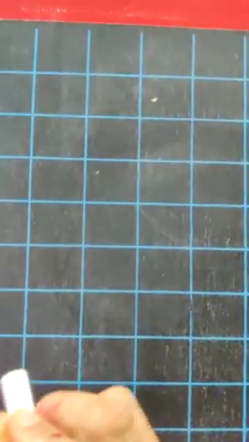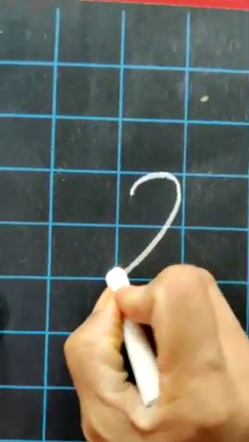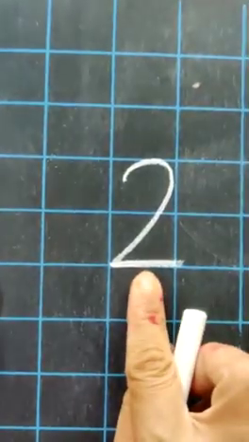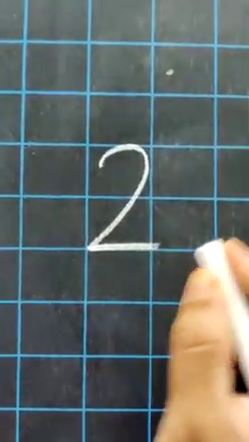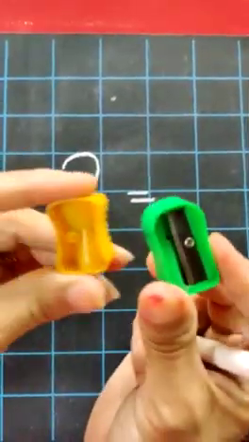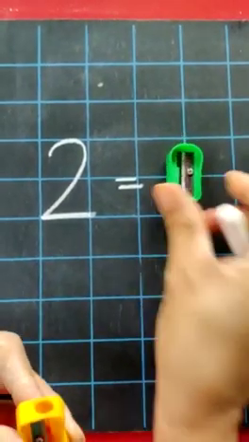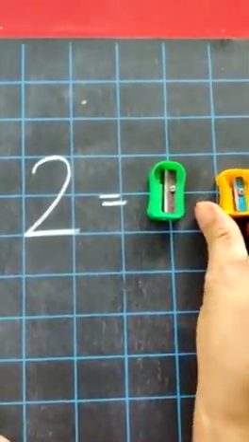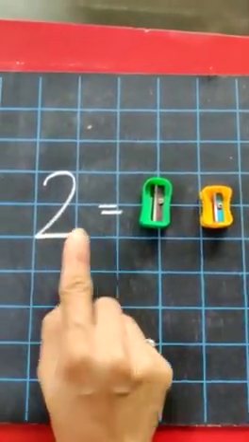Now let us write number 2, because what comes after 1? 2. So let us write 2, a curve and a sleeping line. Number 2, a curve and a sleeping line. So now what does teacher have 2 of over here? Wait. You see, I have 2 sharpeners. 1 and 2. Let us count them. 1, 2. So number 2. 2 sharpeners.